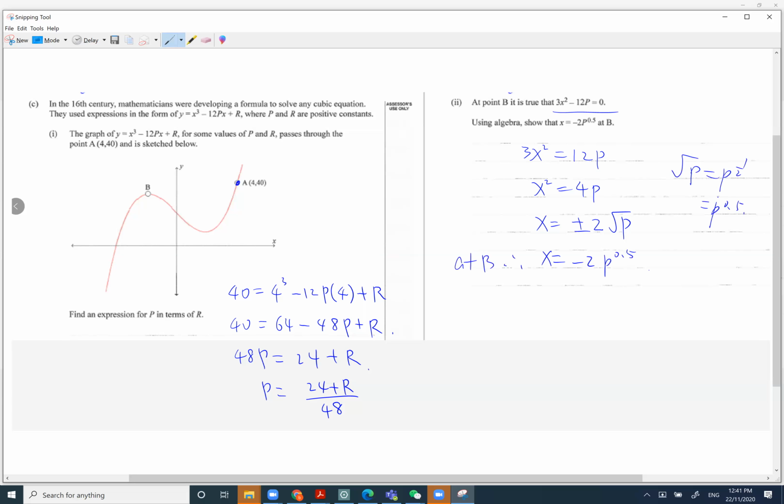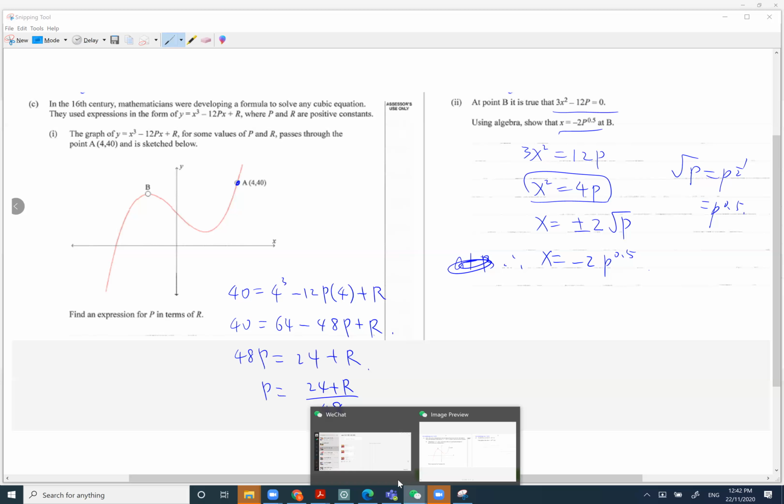This part okay? You just need to show x equals this. But when we solve x squared, you have plus minus. You need to reject the positive one and just leave the negative one. Okay. Next one.